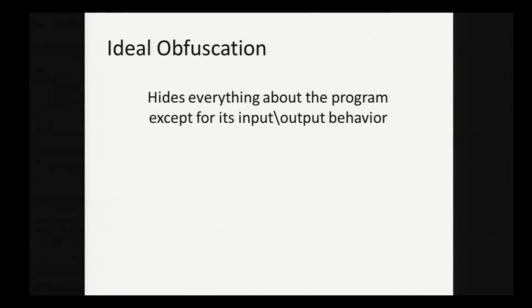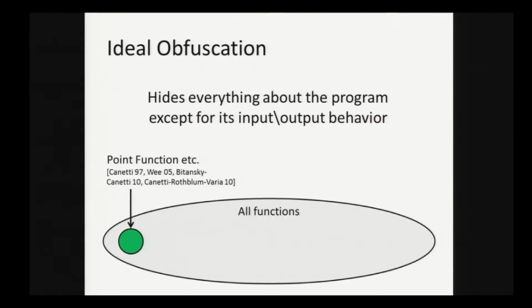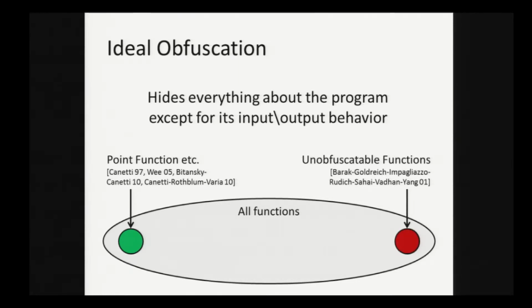Ideally, what we want is an obfuscation that hides everything about the program except for its input-output behavior. I'll give a formal definition of this in a few slides. Today, we don't know much about the achievability of such ideal obfuscation. On the positive side, we know that based on strong assumptions, some very simple functions such as point functions do have ideal obfuscation. On the negative side, we have contrived examples of functions that cannot be ideally obfuscated. But for most functions, getting ideal obfuscation is still an open question.